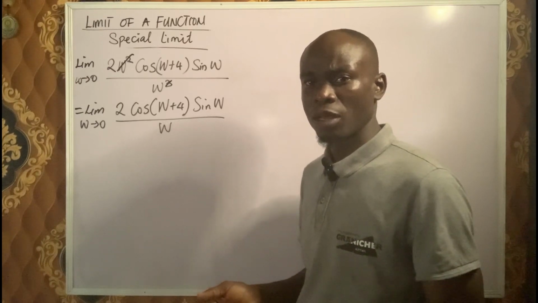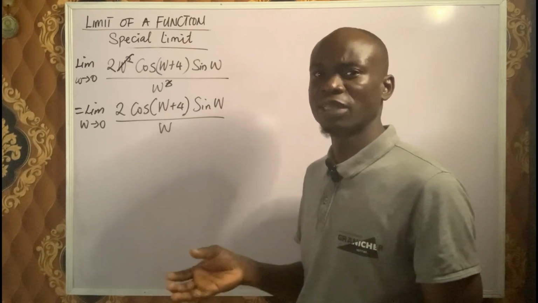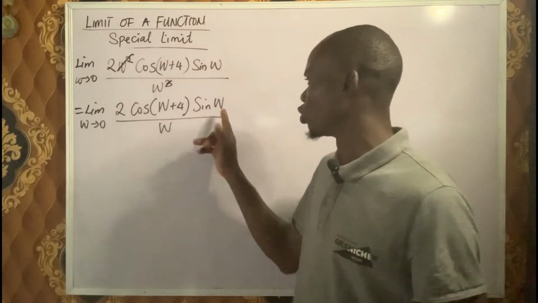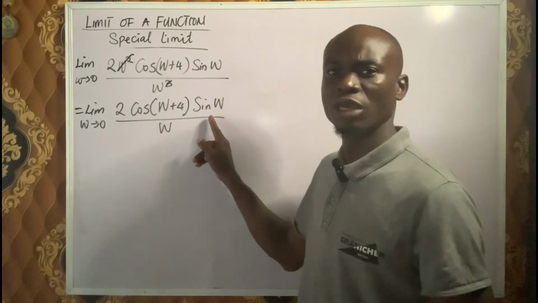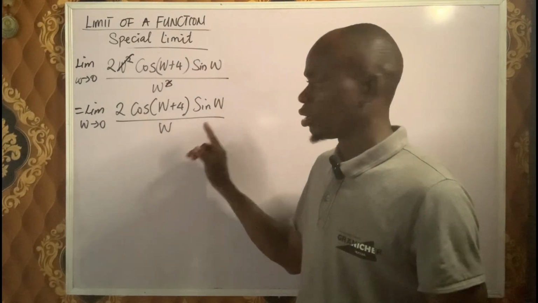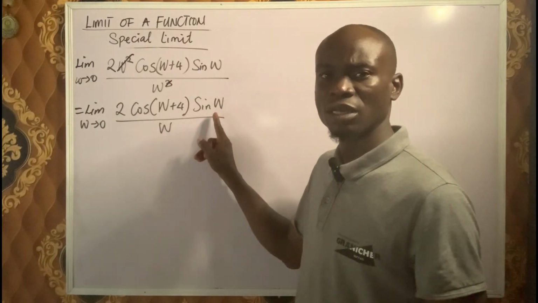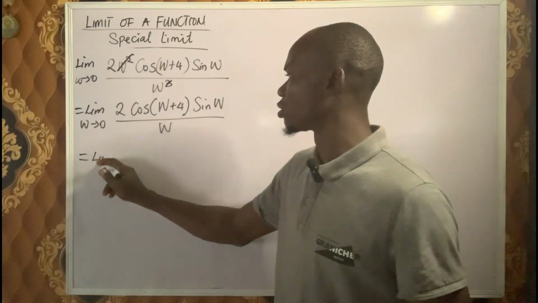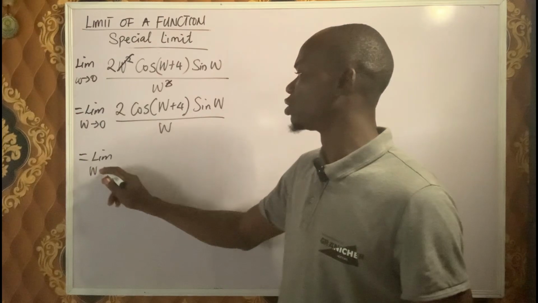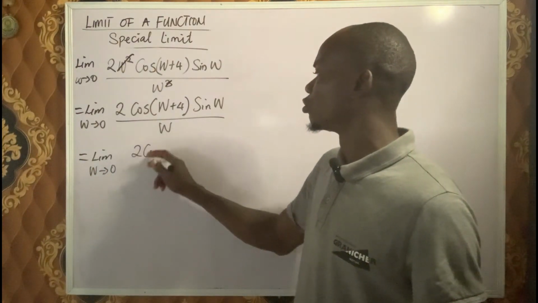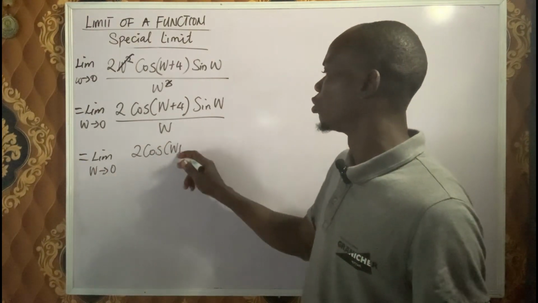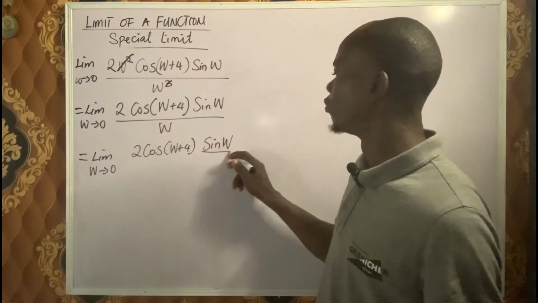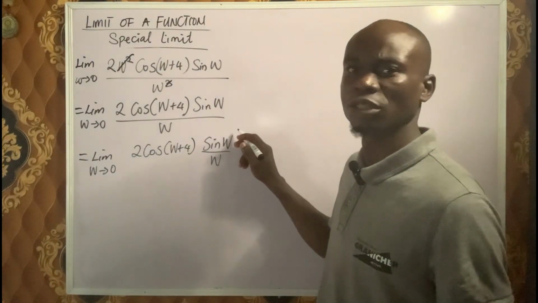Is that not so? But in case you didn't see it that way, you can still apply the general rule that says whatever sine is carrying, use it to multiply and divide, which means I'm going to have w sine w over w here. But that's a waste of time. Just move this w to this sine, and then you can recall and substitute. So that means I'll just have limits as w tends to 0, 2 cos w plus 4 sine w over w. So this is a special limit.